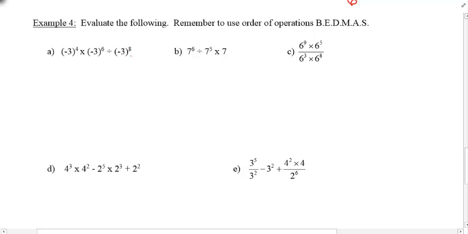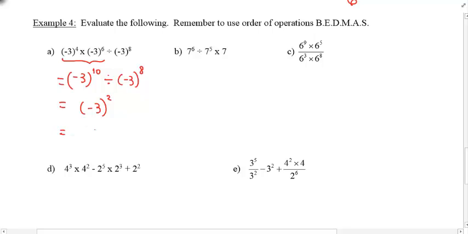And the answer is yes. So then I see multiplication and division. Do that from left to right in terms of BEDMAS. So in this case, let's combine this first. That's negative 3. And 4 and 6, I guess that's 10. And then we still have our negative 3 to the power 8. Now we can do the division. The bases are still the same, so 10 minus 8 is 2. Ta-da! We are done.